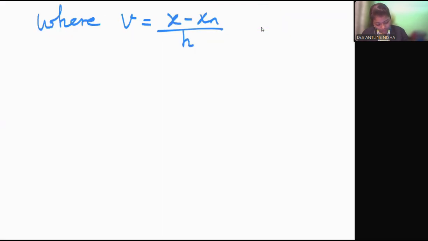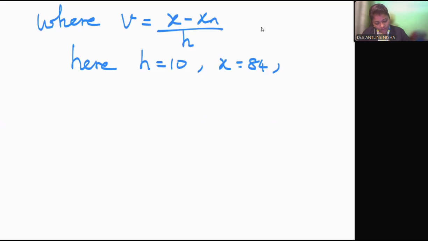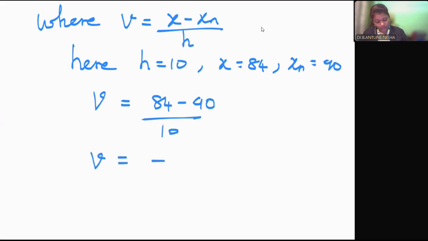Here h is equal to 10. And what is the x value given? x is equal to 84. And xn, let us go back to the question once again. Which is xn? 90, right? xn is equal to 90. Okay. Therefore, v is equal to 84 minus 90 divided by 10. So, v is equal to minus 6 divided by 10, which is equal to minus 0.6. Okay, v is equal to minus 0.6.